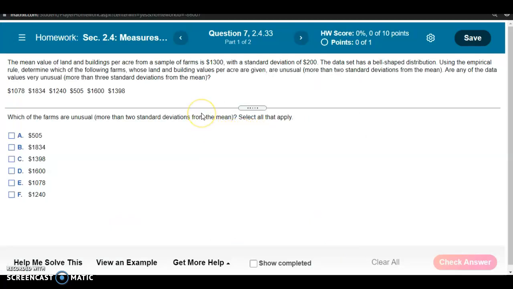I'm not going to do this problem, but that's how you would approach it when you do it on your own. Okay, so I'm going to go ahead and skip over to the next question.